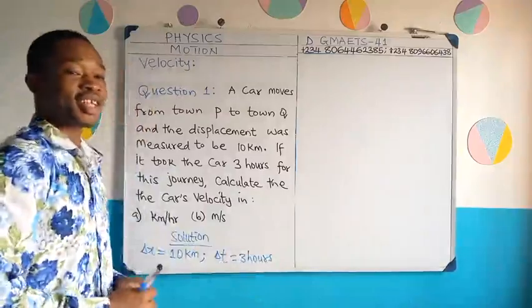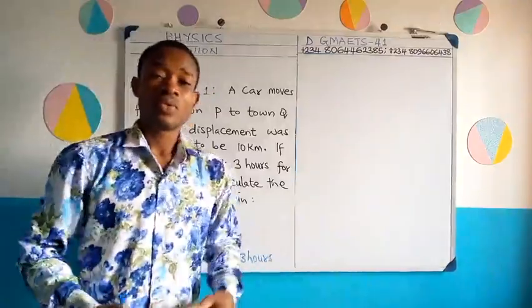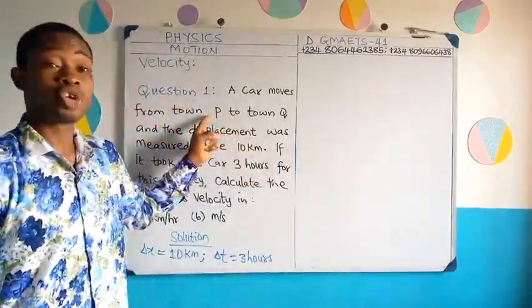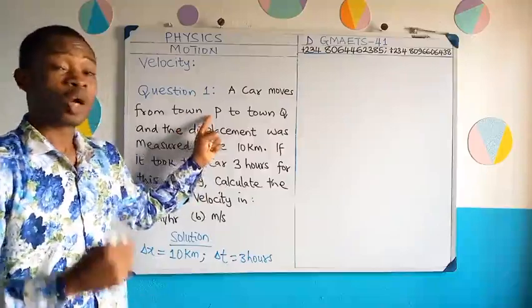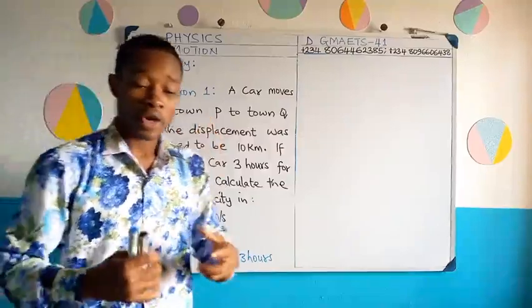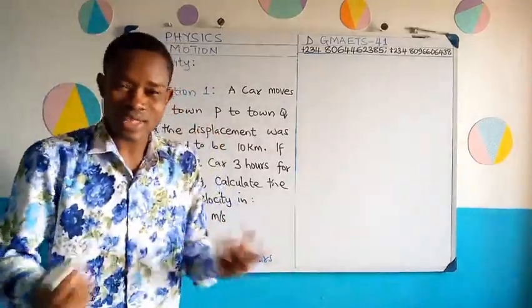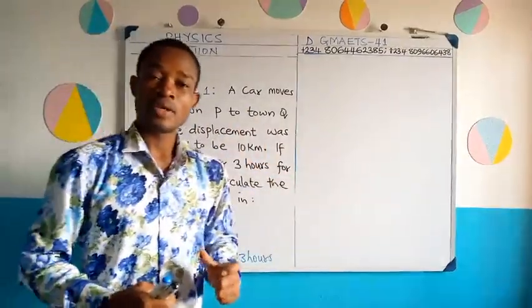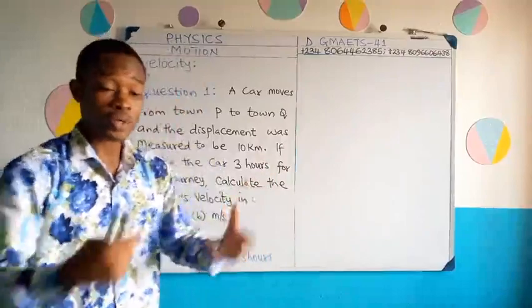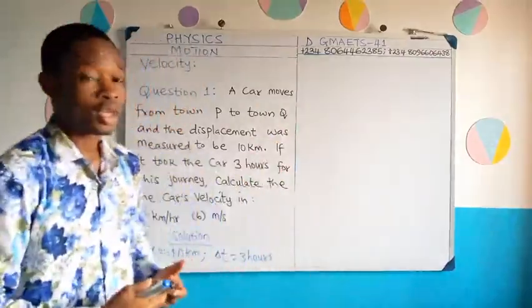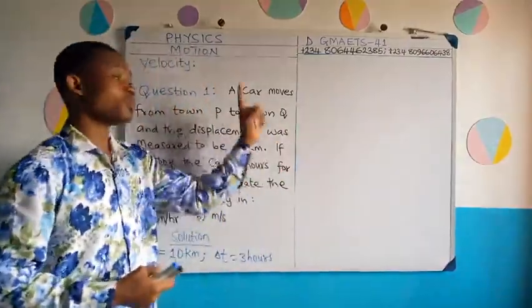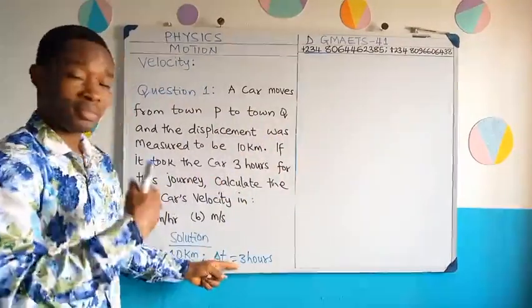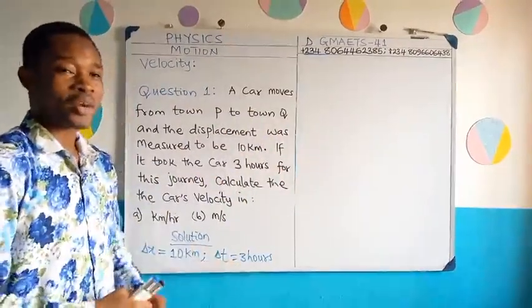We could say that the starting time is time 0, when it moved from town P. For a car to move, before moving, you don't start counting time. It's when the car now moves that you start counting. So the initial time we can take as 0, and once you start moving, you start counting the time. So from town P to town Q, the change in time, it took the car 3 hours.